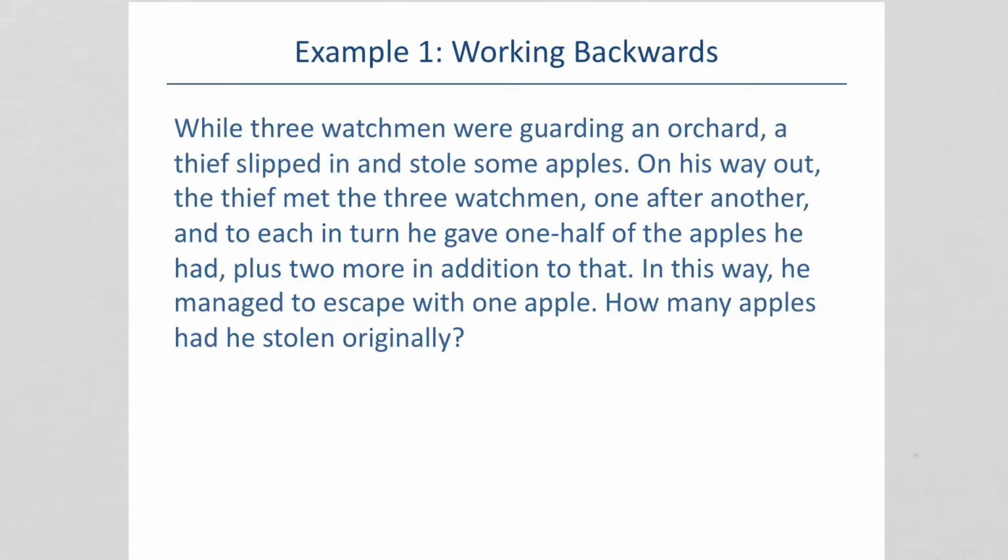Example 1. We're going to work backwards on this one. It says, while 3 watchmen were guarding an orchard, a thief slipped in and stole some apples. On his way out, the thief met 3 watchmen, one after another, and he was trying to bribe the watchmen, I suppose, into not turning him in. So to each in turn, he gave 1/2 of the apples he had, plus 2 more in addition to that. In this way, he managed to escape with 1 apple. How many apples did he steal originally?